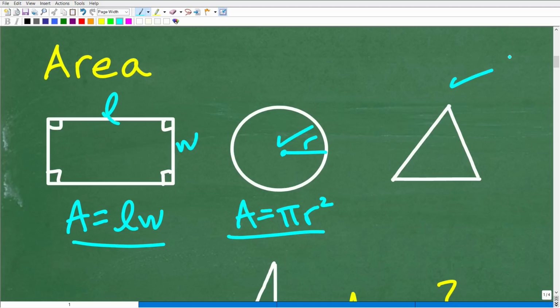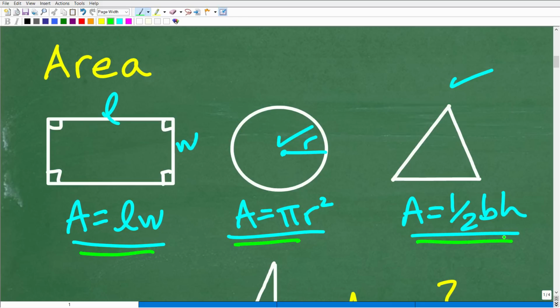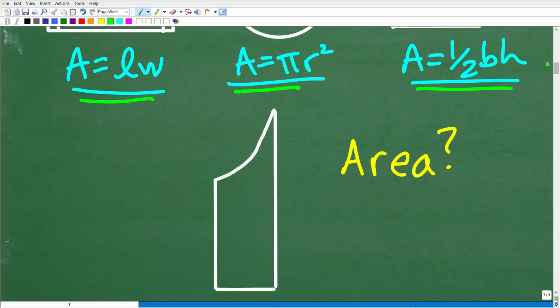All right, how about a triangle? Not a problem there. The area is equal to 1/2 base times height, right? We are talking about area, and I showed you three basic figures. Most of you might already be saying to yourself, well, what's the point here? I know how to find the area of these figures because you've given me the formula, right?